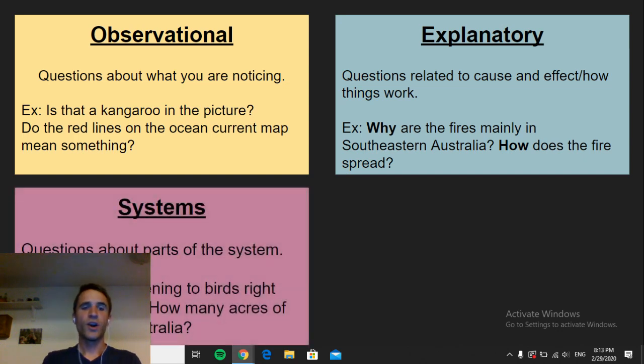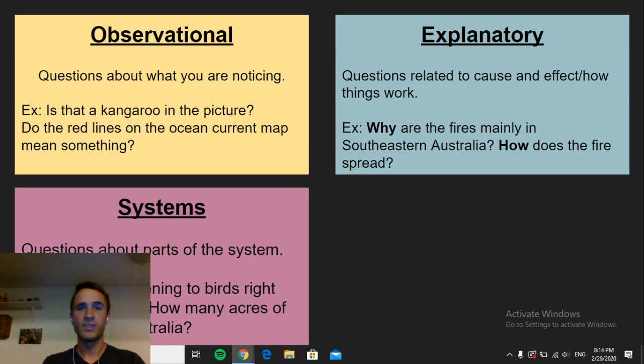Systems questions are questions about parts of the system. Really important, before you write in your notes, I want to make sure you hear this. Remember we talked about how systems are what you're focusing on in your study. It's what are you studying? So when it comes to Australian wildfires, the system that we're focusing on would likely be Australia, right? And we're looking at what enters the system in Australia, what leaves the system in Australia, but we're focused on the system of Australia.